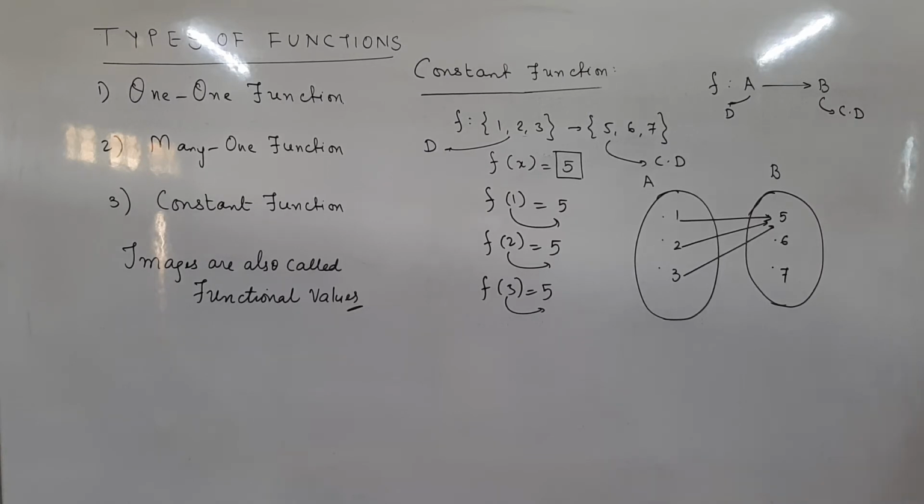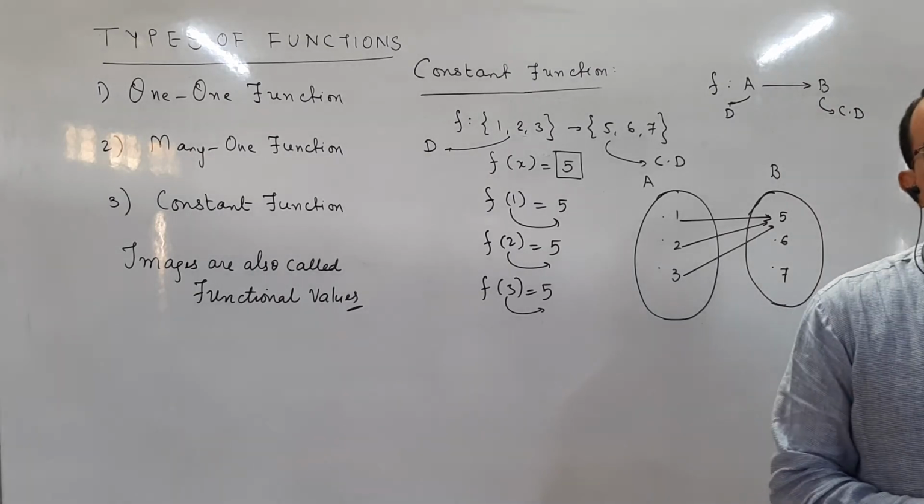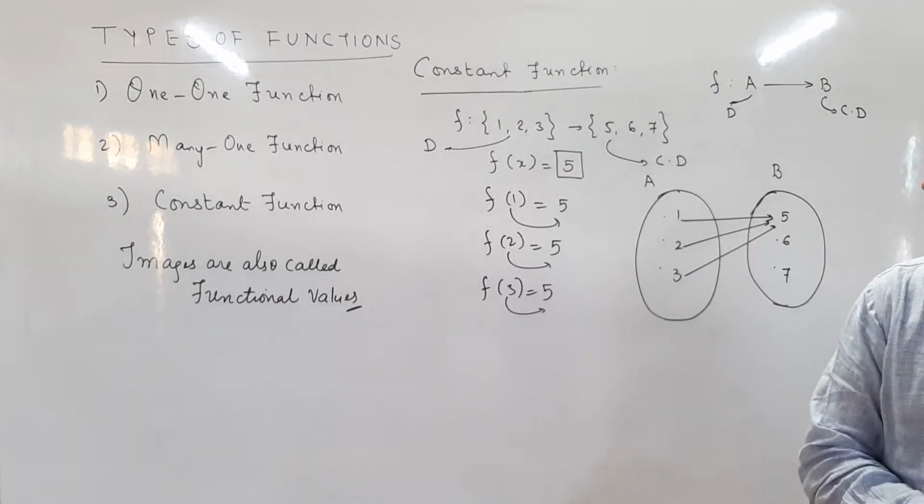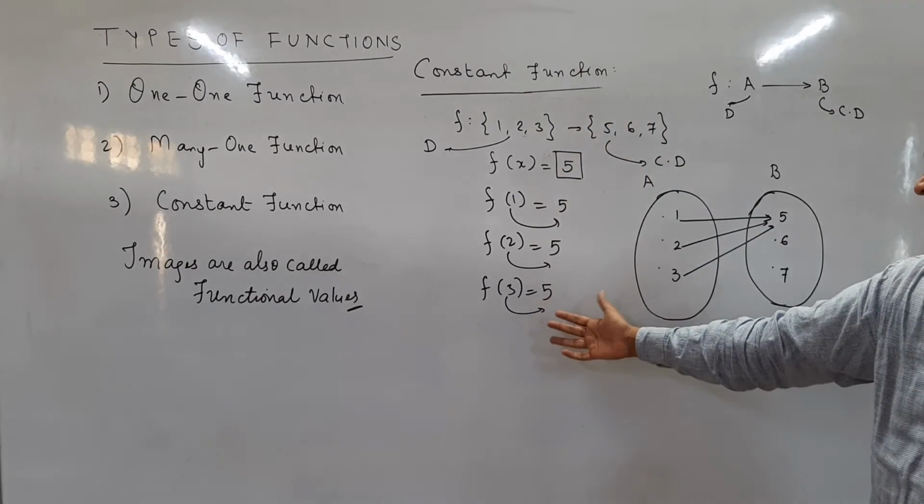So, what is the definition, students, of a constant function? Please concentrate and try to understand. Suppose f is a function defined from domain A to codomain B. If each and every element of domain A has the same image or functional value, then such a function is called a constant function. The best example I have already given.